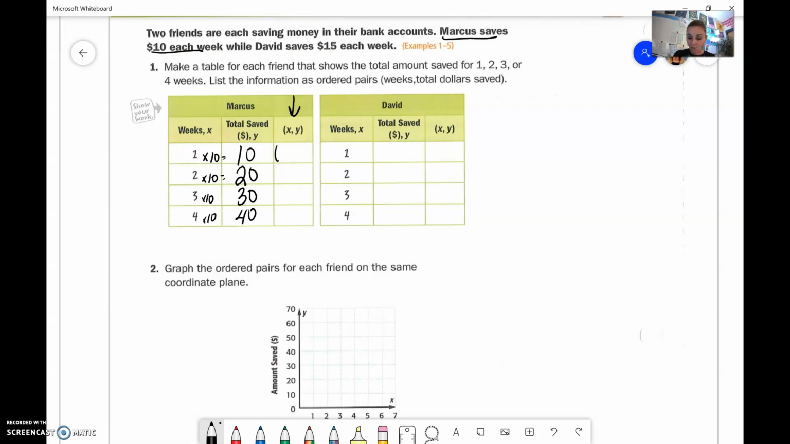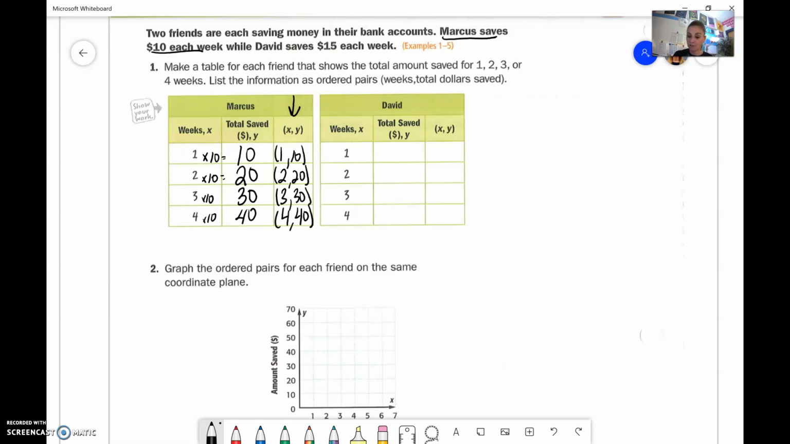Okay, so now let's write the ordered pairs. It's got to be a comma and parentheses. Okay, (1, 10), close parentheses. In parentheses, (2, 20), (3, 30), and (4, 40).